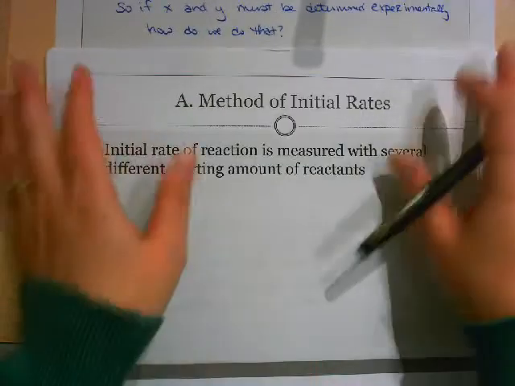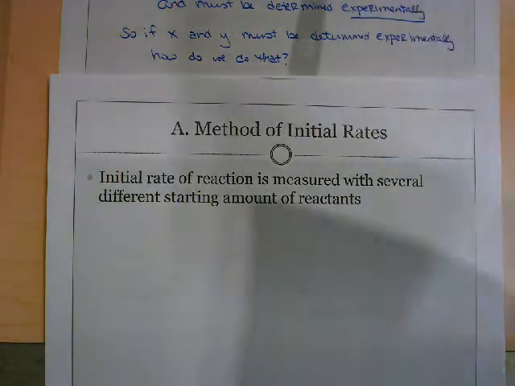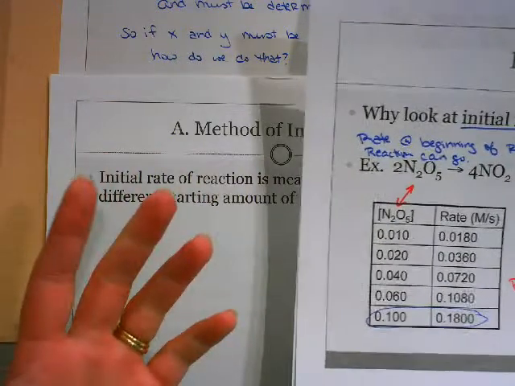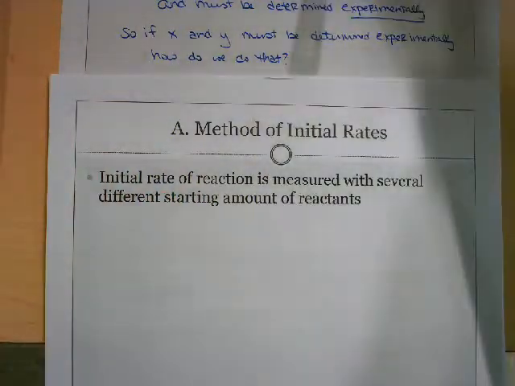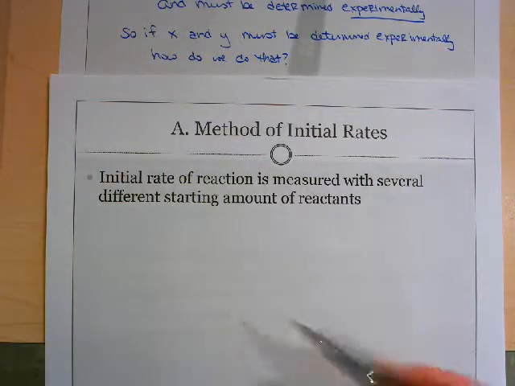Alright, so our initial rates, looking at the experimental information at the beginning. Just like my little data table over here, I had different concentrations of my reactants, and I looked to see how the rate turned out. You measure several different starting amounts and see how that changes the rate. That's the initial rate law.